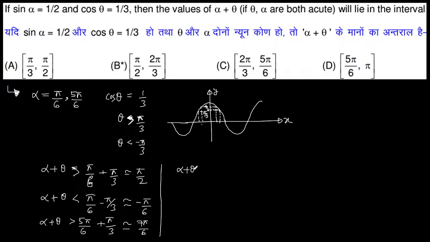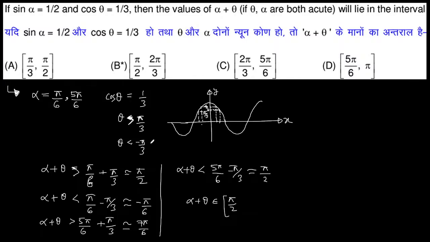Alpha plus theta is less than 5 pi by 6 minus pi by 3, which is approximately pi by 2. So if we see alpha plus theta is more than pi by 2, so theta and alpha are both acute.